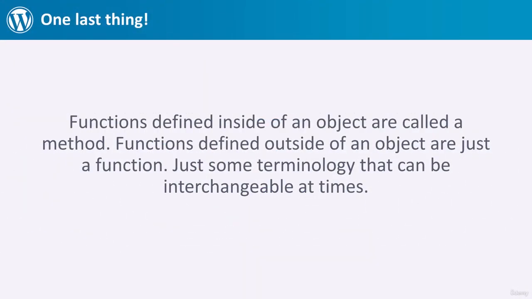One last thing. Functions defined in an object can be referred to as a method. Functions and methods can be interchangeable terms. However, there is a distinction. Normally, developers will refer to functions inside an object as a method. Functions outside of an object are called a function. That wraps up our discussion of objects in JavaScript. Let's explore some objects defined by the language.